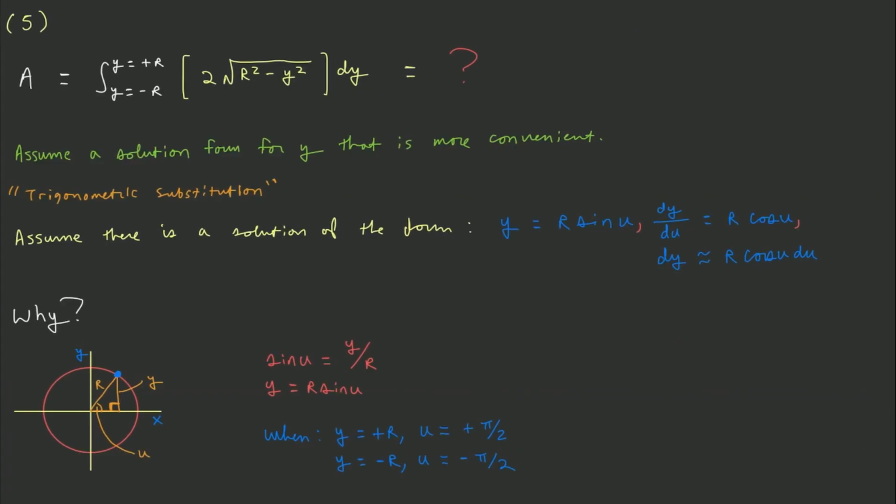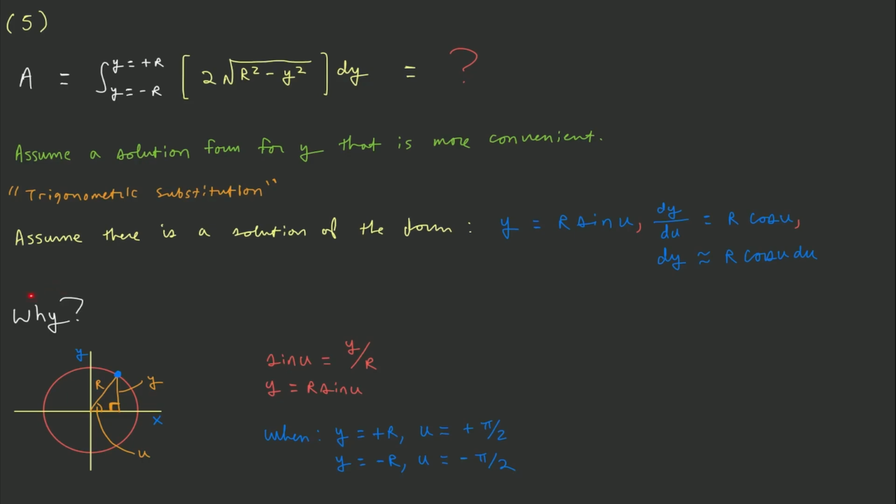So again, trigonometric substitution basically says, let's assume a solution for the form of y that's more convenient than the integrand we currently have. And we call that trigonometric substitution when that assumed solution is a trigonometric function. So we're going to assume that there is a solution of the form y equals r times sine of u, and so dy/du is equal to r cosine of u, and therefore dy is approximately equal to r times cosine of u du. We use this approximate notation because treating derivatives as fractions is a little bit dubious, but we can do it in a case like this.